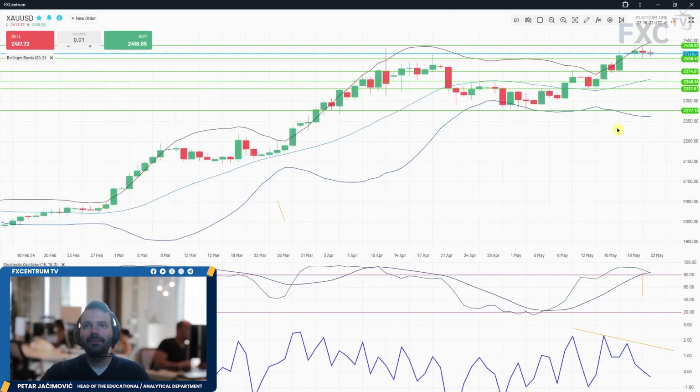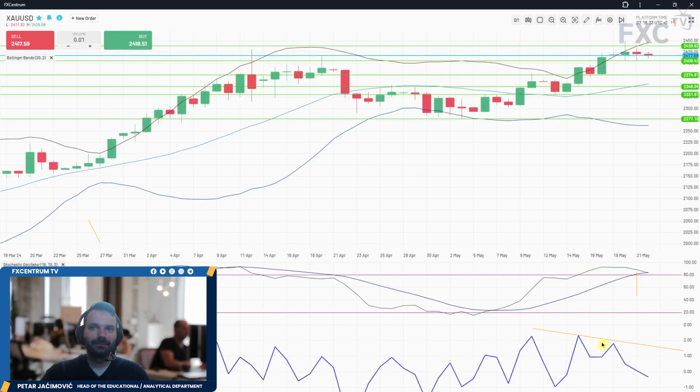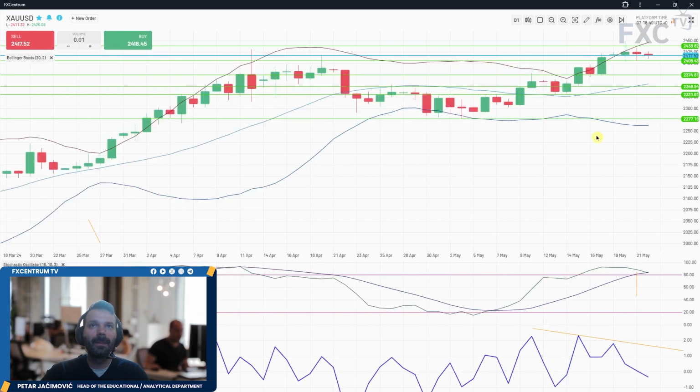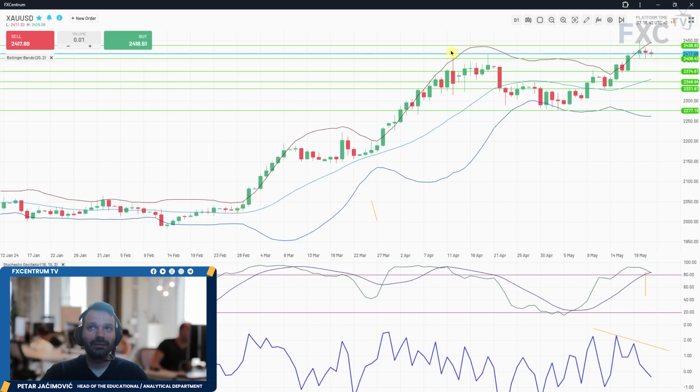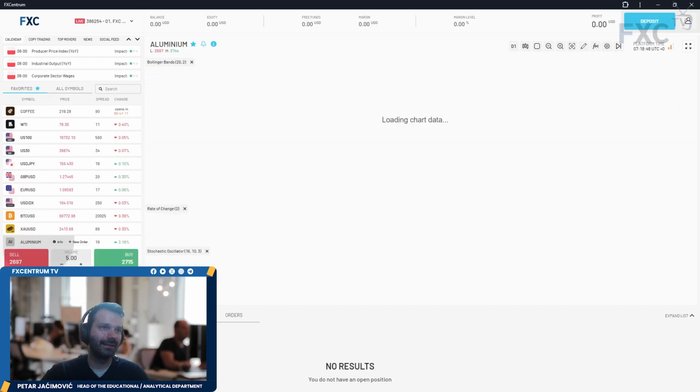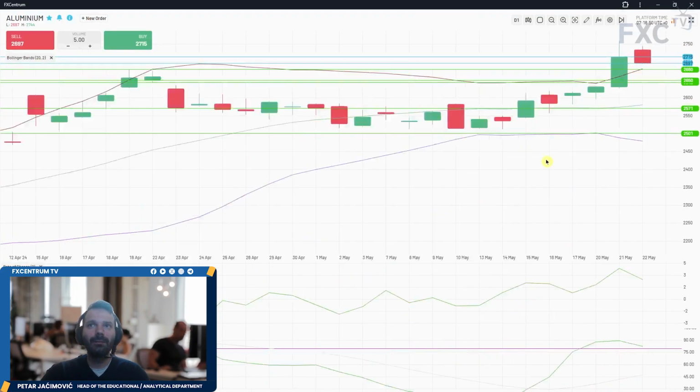On the daily time frame, we can see the same thing. There is a fresh bear cross on the stochastic in an overbought or extended environment, and there was a rejection of this all-time high. So there is a chance for a pullback, at least a pullback towards the middle Bollinger Band on the daily time frame. And what a move in aluminum.